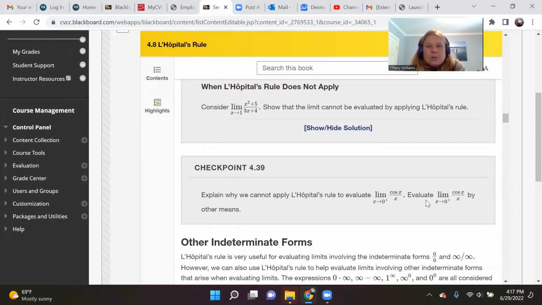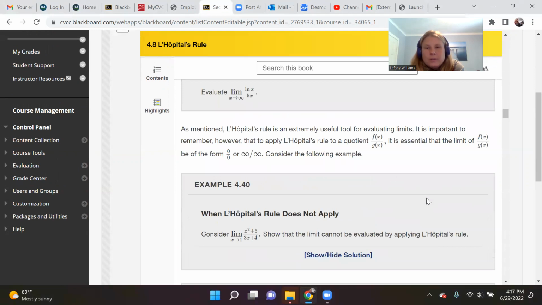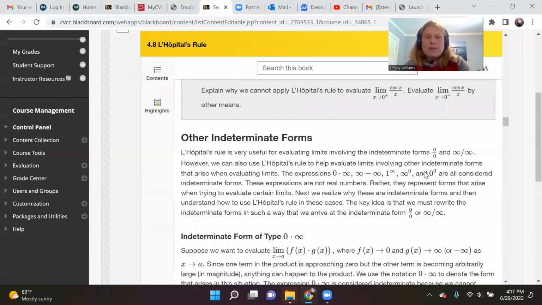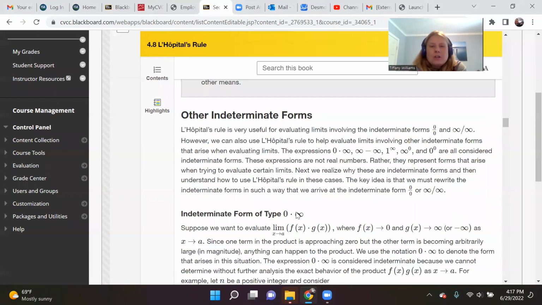There are other indeterminate forms. Now, here's the thing. L'Hopital's does not always work. So even though sometimes you can get this to simplify down to something where you can do a direct substitution, there is no guarantee that it will always work. So just be aware of that. We do have other indeterminate forms that we can use L'Hopital's for.